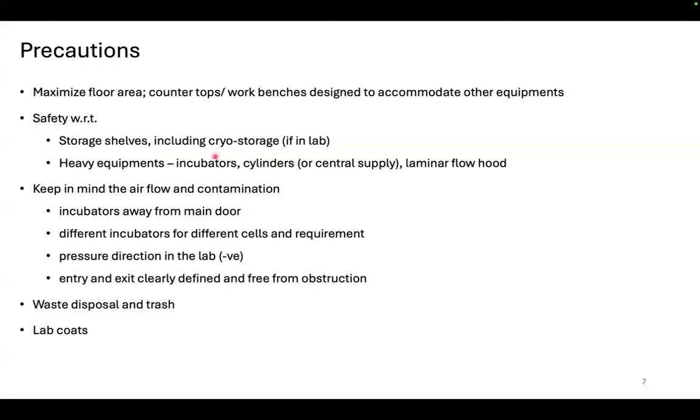Okay. We'll talk about cryo storage in detail in a few minutes. I have a dedicated slide for that. There are going to be a lot of heavy equipments that you'll be working with. So let's talk about these two here. Laminar flow hood, again, we'll talk about them a little later today.